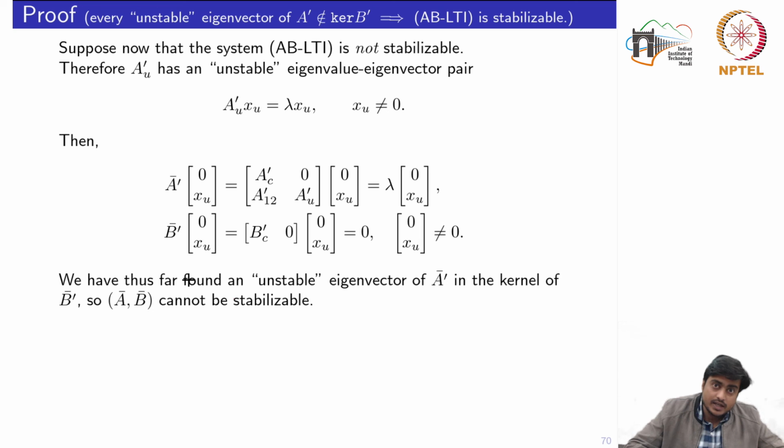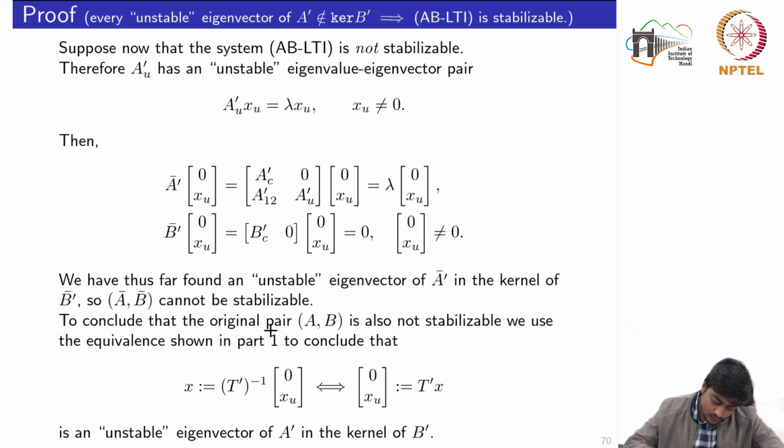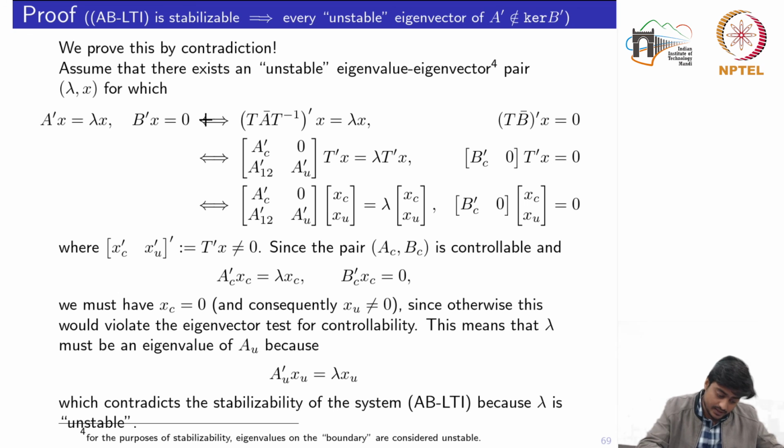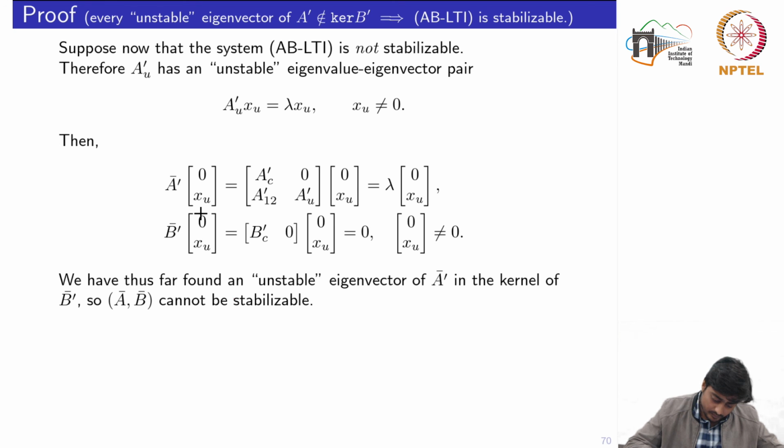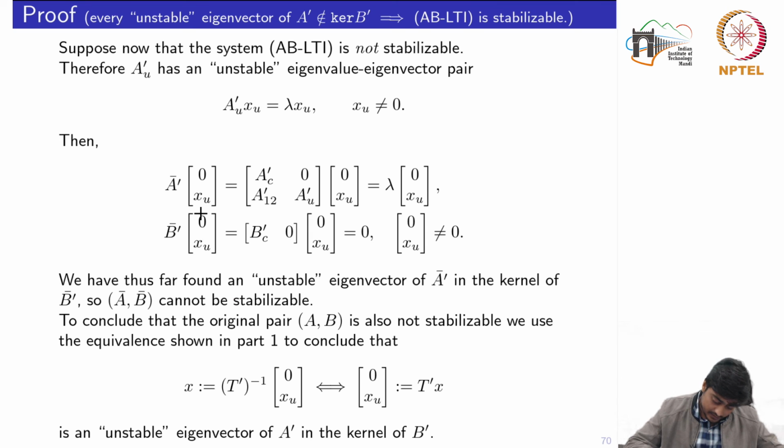Now since both these pairs AB and A bar B bar are algebraically equivalent, when we say that A bar B bar cannot be stabilizable, it implies that, sorry, the pair AB is also not stabilizable. To conclude that the original pair AB is also not stabilizable, we use the equivalence shown in part 1. So that equivalence is basically this equivalence. Right? And in fact it is straightforward also by taking the definition of algebraically equivalent, that proving that A bar B bar cannot be stabilizable in fact implies that the original pair AB is also not or cannot be stabilizable. Okay.